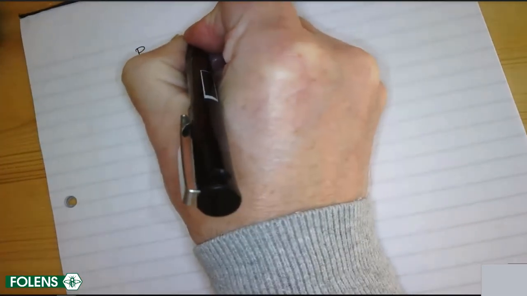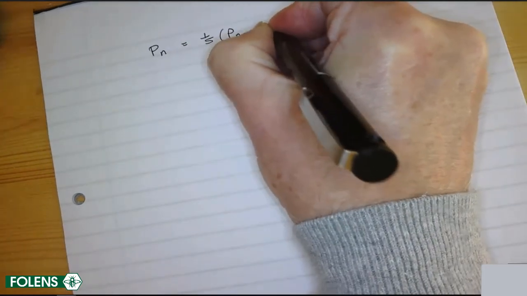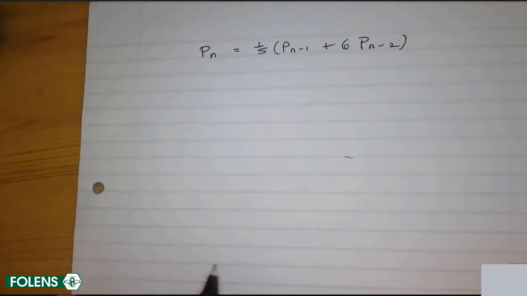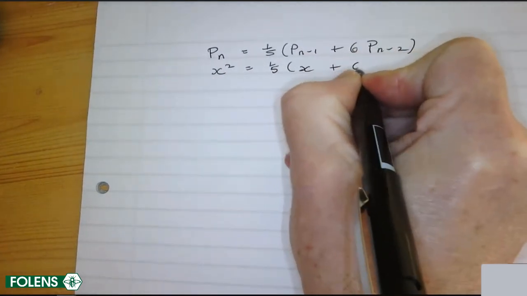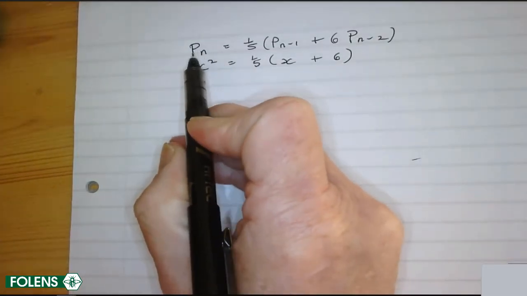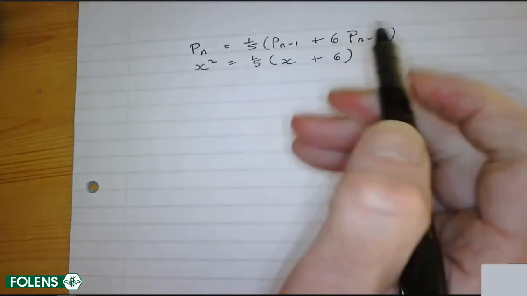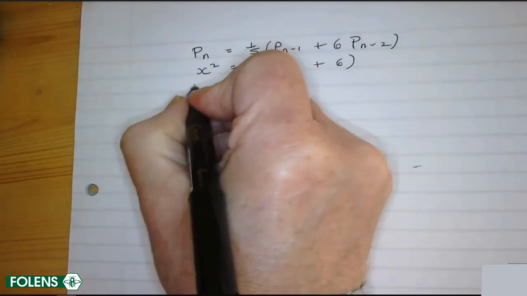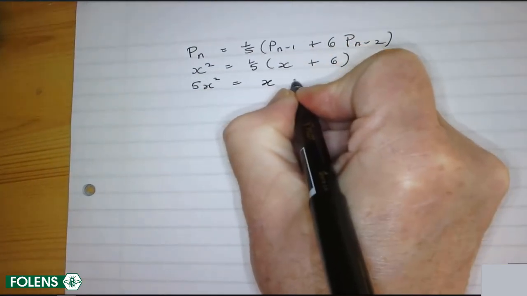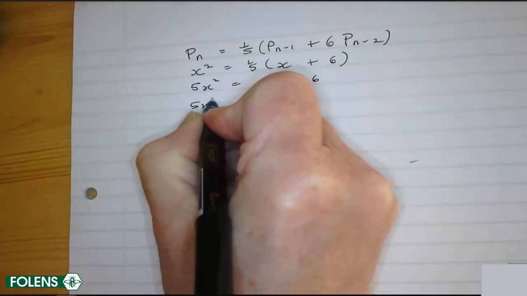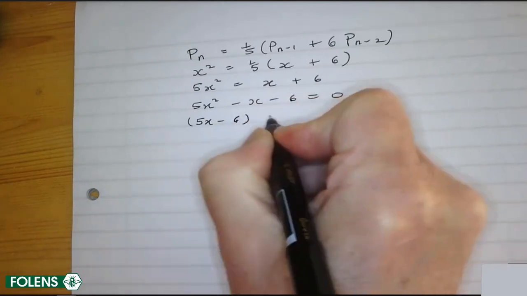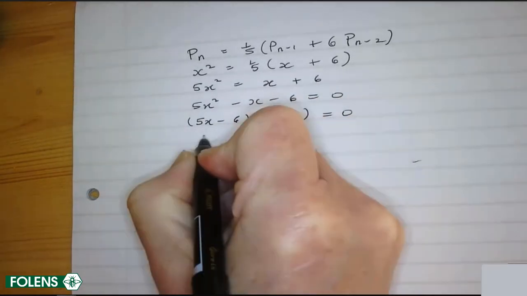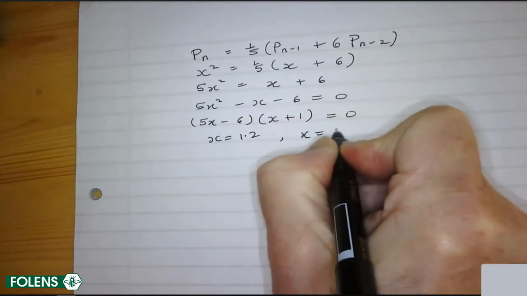So I'm going to put that question aside, but this was the difference equation given. Pn is equal to a fifth Pn minus 1 plus 6 times Pn minus 2. Now, the characteristic quadratic equation is x squared is a fifth of x plus 6. We give the quadratic equation with the same coefficients, 1, 1/5 and 6/5. I am going to multiply this quadratic equation by 5 to get rid of the fractions, and so we have the quadratic equation x squared minus x minus 6 is 0. Now that factorizes nicely to 5x minus 6 by x plus 1, and so the roots are 1.2, or 6/5, and minus 1.